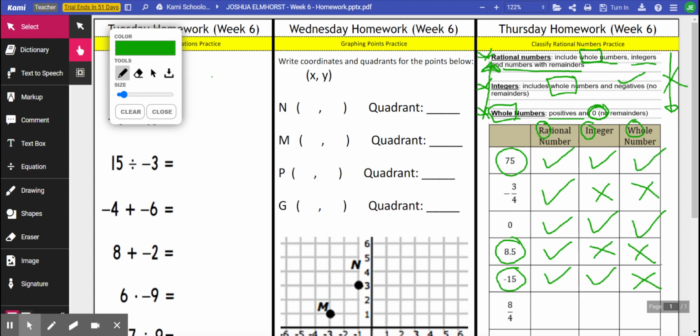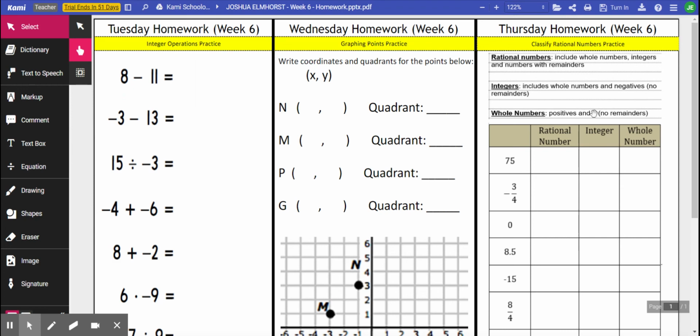Now, 8/4, be careful, 8/4 is a fraction, but it simplifies to 8 divided by 4, which is 2. 2 is a positive whole number. And if it's a positive whole number, then it also fits into integers and rational numbers.